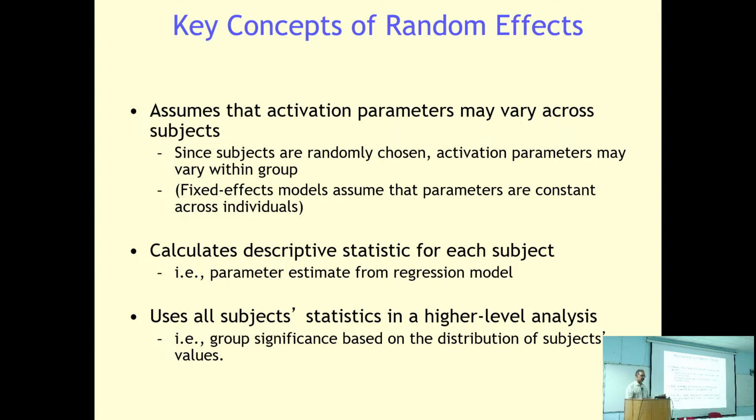effect? We assume that the activation parameters may vary across subjects. Since subjects are randomly chosen, activation parameter may vary within group. Fixed effect model assumes that the parameters are constant across individual, right? So that is one. Again, this is just considering the same group, right? If we were to use, let's say, young versus old subject or healthy versus schizophrenia, then we should also use random effects.